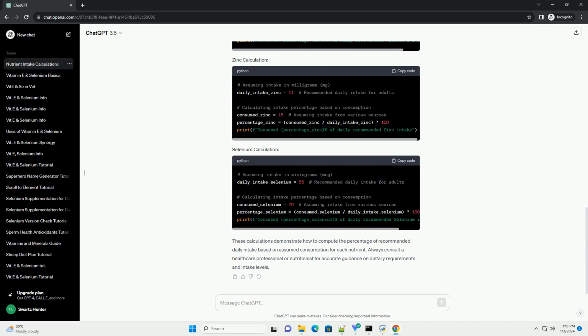Here are some basic Python calculations related to these nutrients. These calculations demonstrate how to compute the percentage of recommended daily intake based on assumed consumption for each nutrient. Always consult a healthcare professional or nutritionist for accurate guidance on dietary requirements and intake levels.